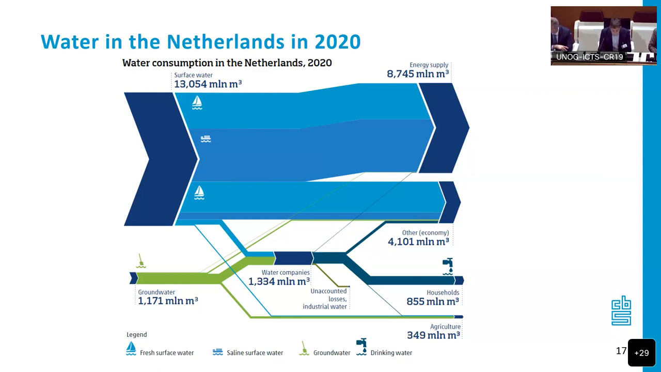Also, groundwater is used. And you can also see below how much water is then used by the water companies, and where it goes: how much goes to households, and how much goes to industries and agriculture, et cetera. So this is, again, a nice way to summarize the data from your big tables from the accounts.